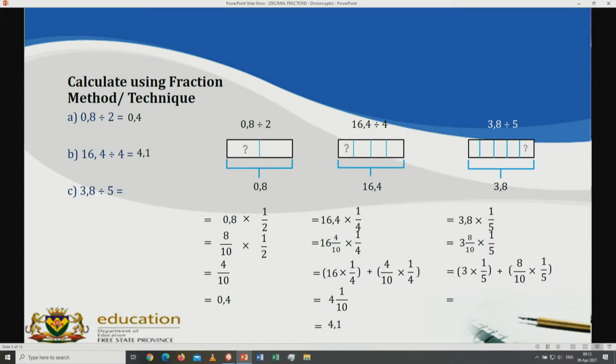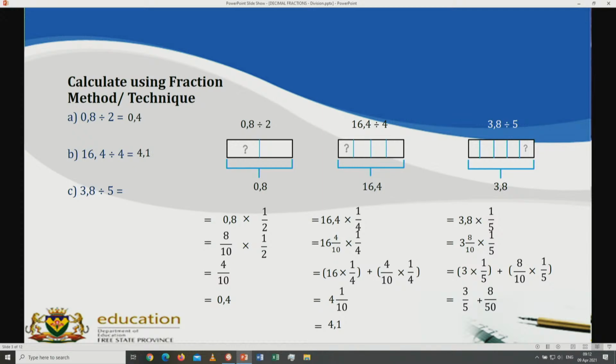Then we are going to get 3/5 plus, and then this one is going to give us how much? 8 by 1 is going to be 8, and then 10 by 5 is 50. So it is 8/50. Now adding them, as you can see, the denominators are not the same. Therefore, we need to do equivalent fractions.